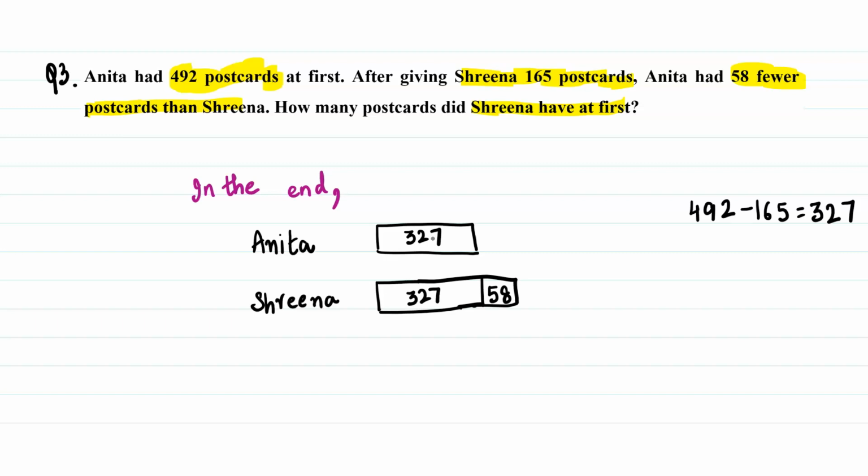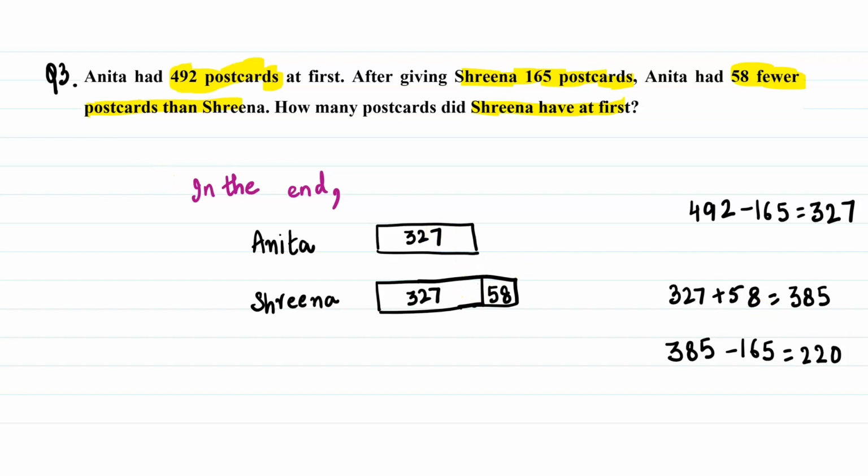So in the end, Shrina has 327 plus 58, which is equal to 385. So how much did Shrina have in the beginning? We have to take away 165. So 385 minus 165, which is the same as 220.